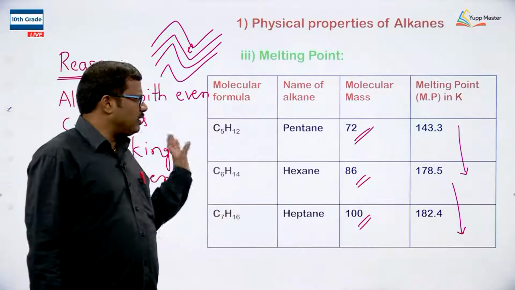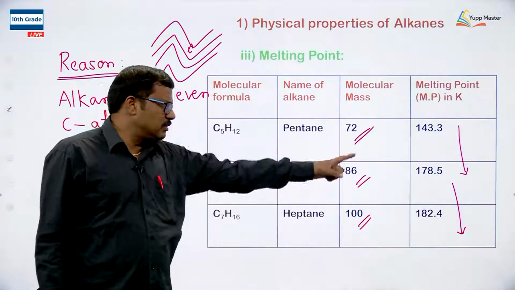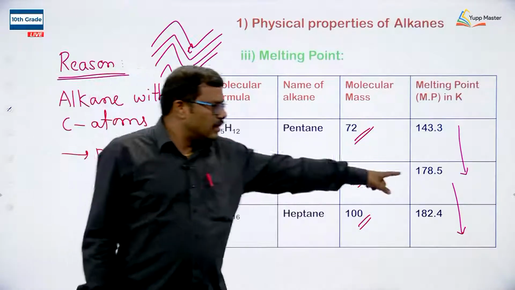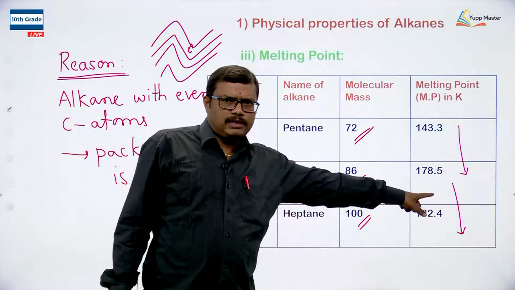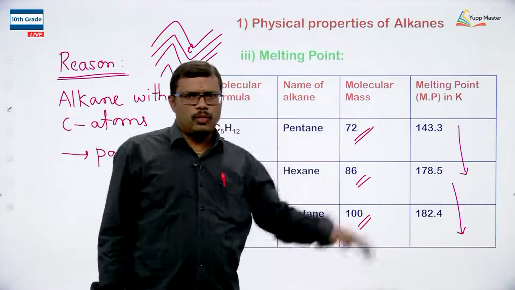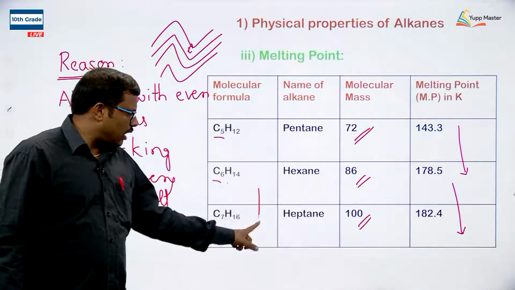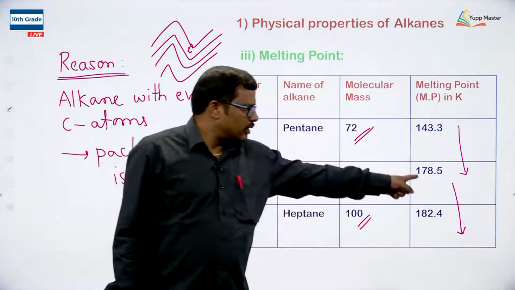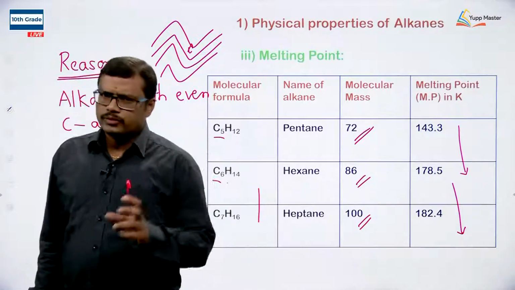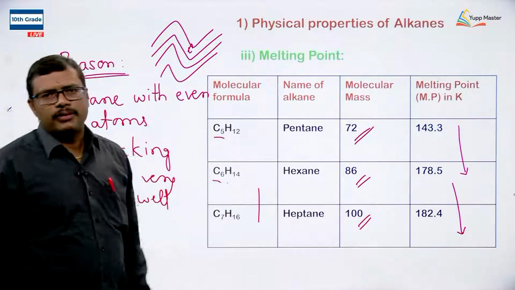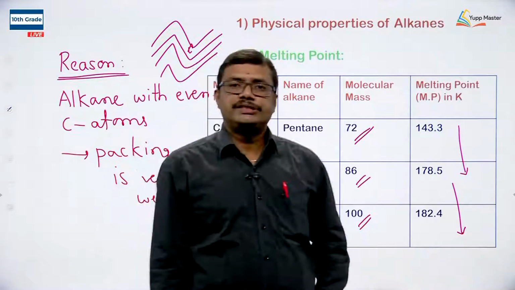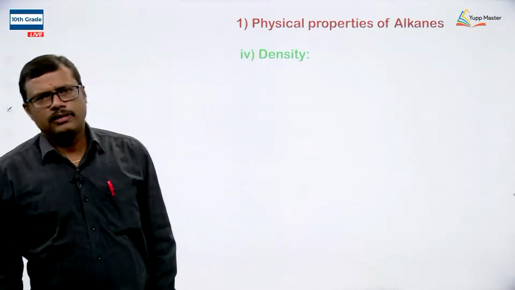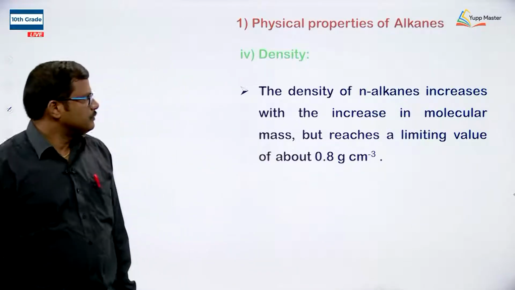The same reason can be taken for why the increase in melting point is more when we are moving from odd number to even number, because here efficient packing is taking place. So, the melting point is more. When we are moving from even to odd, the increase takes place because of the increase in molecular mass, but the increase is very small. So, the reason is that alkanes with an even number of carbon atoms pack efficiently. When packing is efficient, automatically the melting points will be more, right.